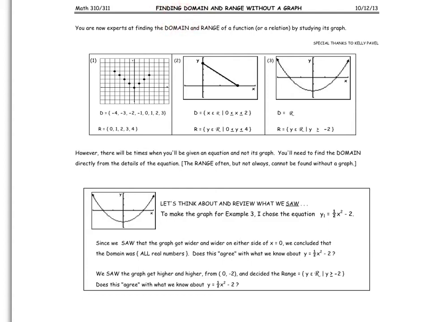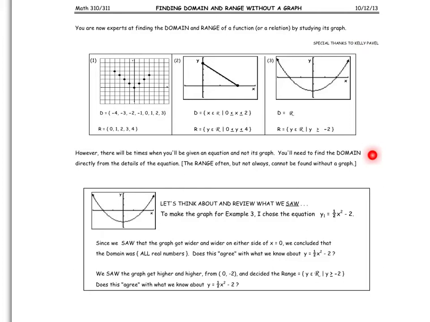Finding domain and sometimes range without a graph. Our discussion of function notation has made us very sensitive to the equations behind the functions we work with. However, you've been focusing almost entirely on domain and range from a graph, whether the graph was discrete, consisting of a finite number of points, with a discrete domain and range, whether it was continuous and infinite but bounded, with a bounded domain and range, or a graph whose domain was all real numbers.